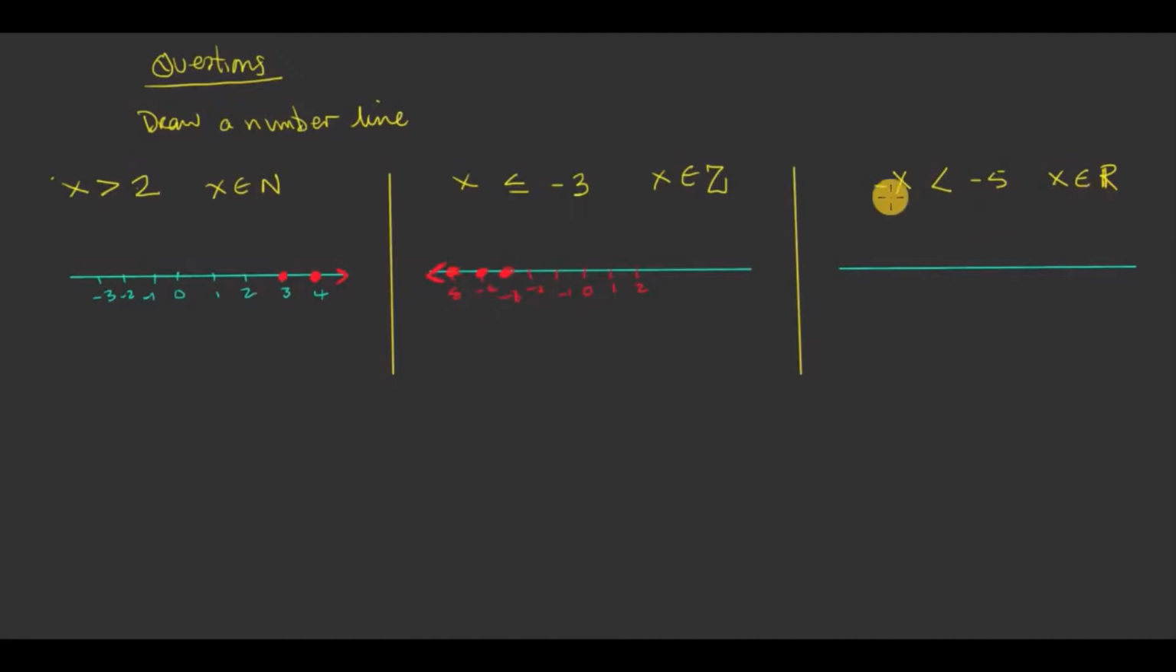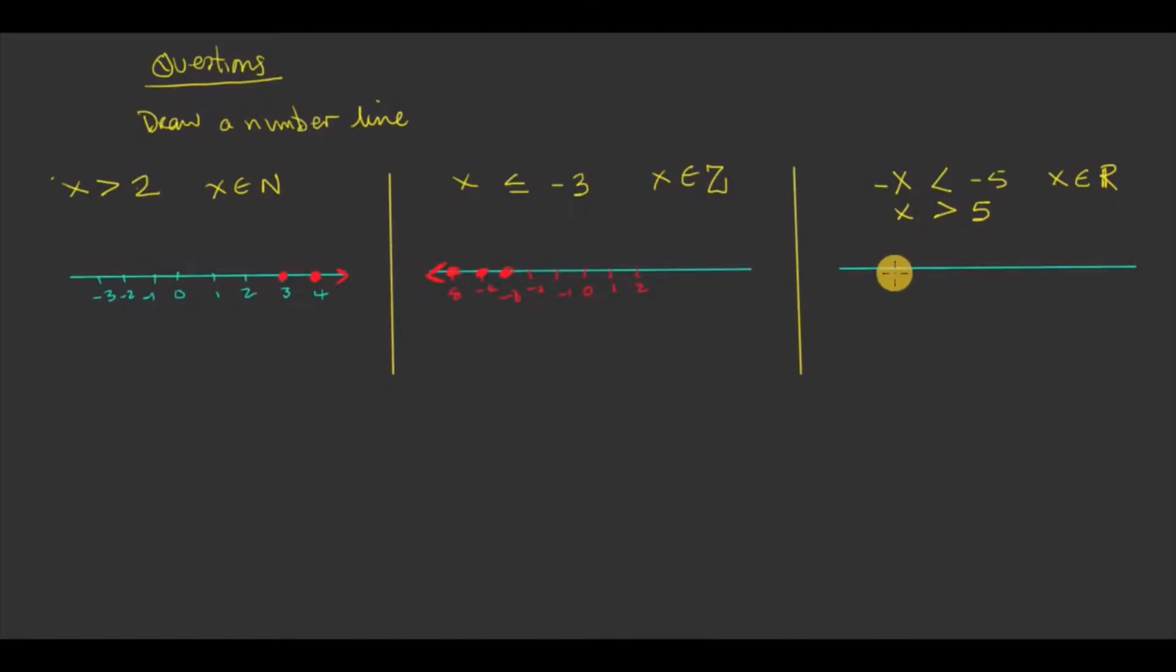Now when it's a real number, negative x is less than -5. The first thing you're going to do with this is multiply it by -1 to get x on its own. So I'm going to make this x, flip the sign of the inequality, is greater than 5. So I've multiplied both of the terms by -1, and then I flipped the inequality because I multiplied by a negative number. So now I'm going to draw the number line.